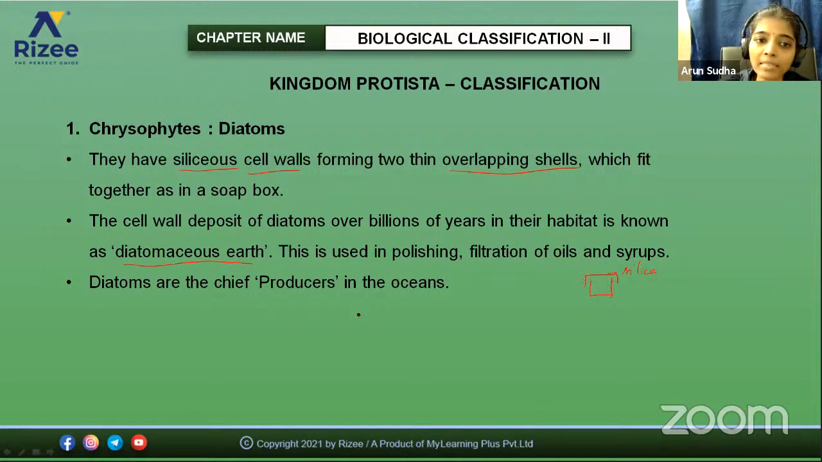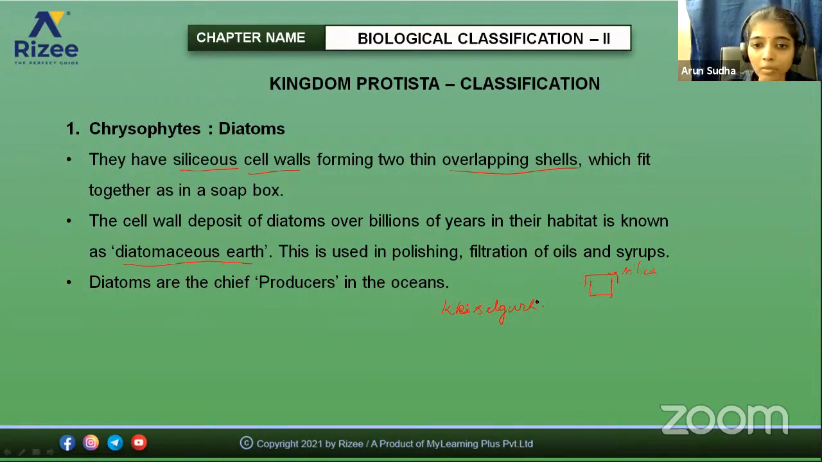So what does that mean? The cell wall is very hard and made up of silica deposits. These silica deposits won't get degraded even after the death of the organism. They keep depositing on the ocean bed, the cell walls of these diatoms. Even after billions of years, there will be more deposition of these diatoms, and that is called diatomaceous earth, which is also called Kieselguhr.